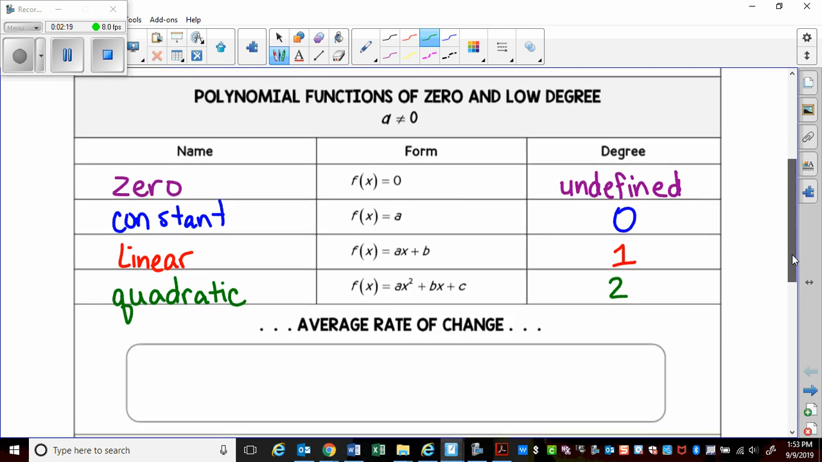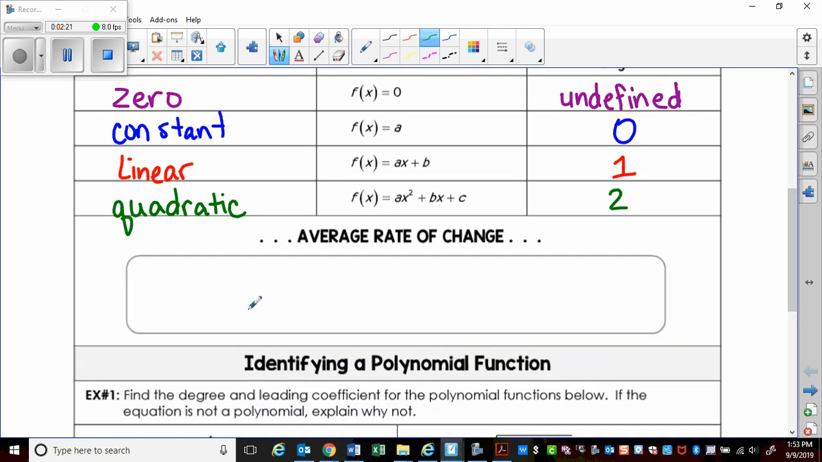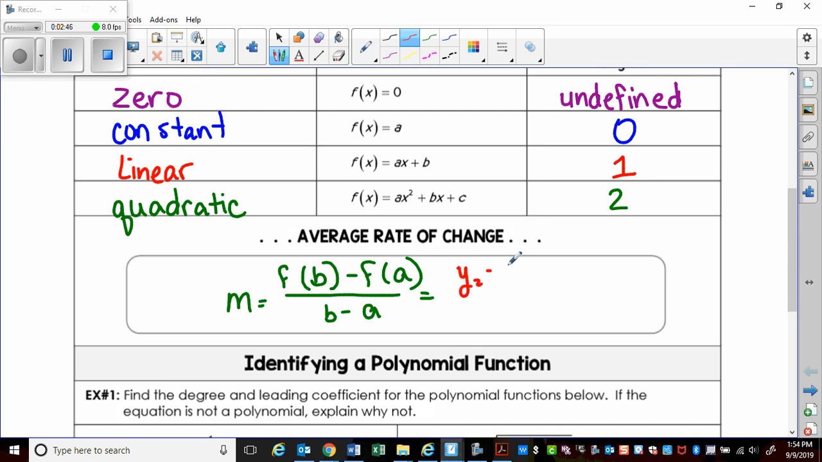The average rate of change is also known as the slope. My slope, or the average rate of change, is our function at the second one minus our function at the first one, all over b minus a. We also know another formula for slope. It's y2 minus y1 over x2 minus x1.